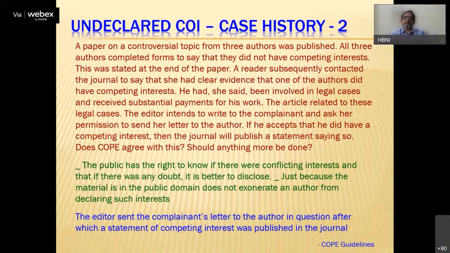So ultimately, the decision which was taken was that the editor sent the complainant's letter to the author in question, after which a statement of competing interest was subsequently published in the journal.